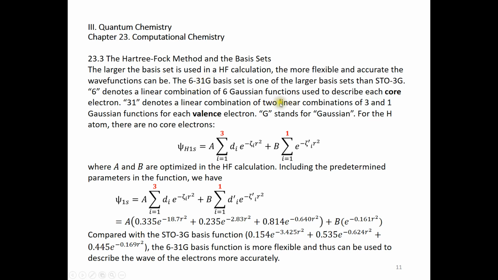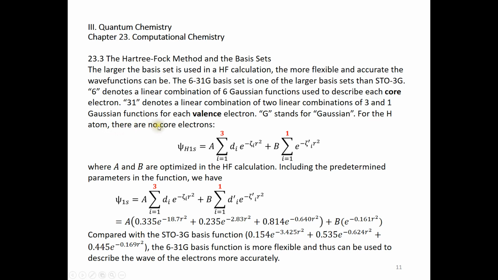So look at here, it's a linear combination of 2 linear combinations. This 3 means a linear combination of 3 Gaussian functions, and this 1 means a linear combination of only 1 Gaussian function. And then we have a linear combination of these 2 linear combinations. And we have a coefficient for each of these 2 linear combinations that can be optimized in the calculation. Again, G stands for Gaussian, and this hyphen separates the core electrons from the valence electrons.